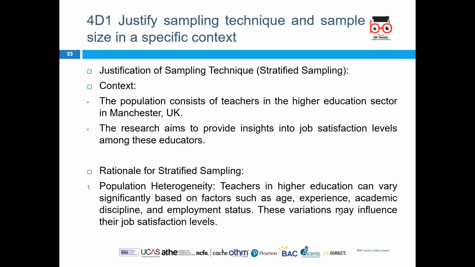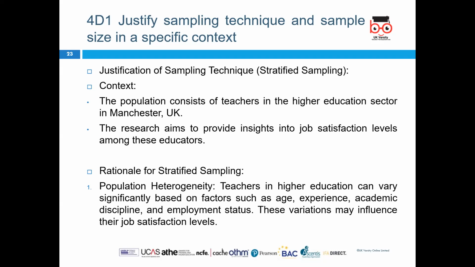So next, we look into how to justify the sampling technique and sample size in a specific context. So here, what is that justification of sampling technique? For example, stratified sampling. So the context is the population consists of teachers in the higher education sector in Manchester, UK. So the research aims to provide insights into job satisfaction level among these educators. So that should be a problem statement.